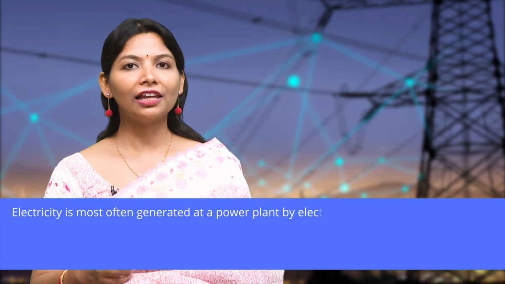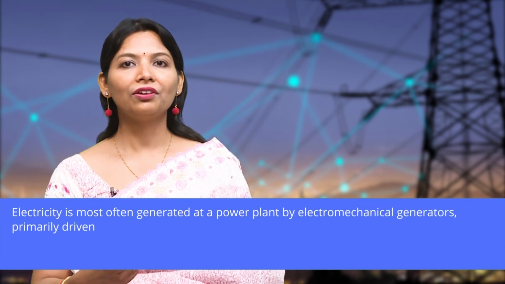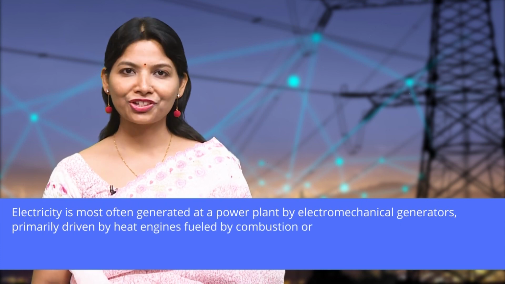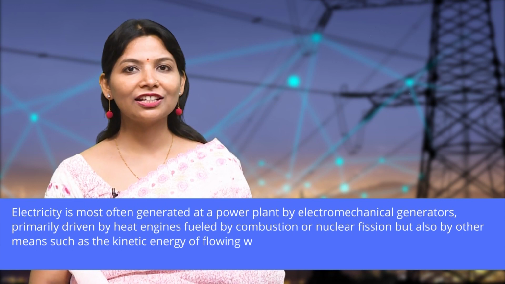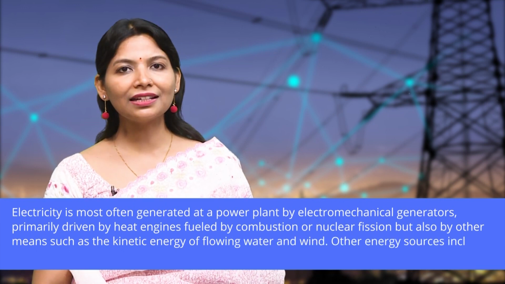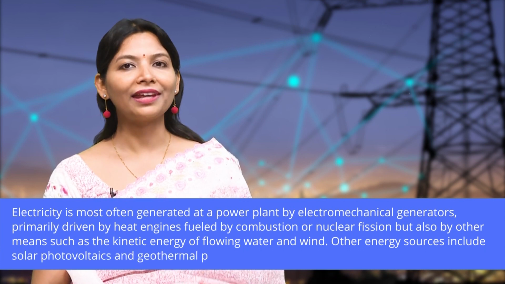Electricity is most often generated at a power plant by electromechanical generators, primarily driven by heat engines fueled by combustion or nuclear fission, but also by other means such as the kinetic energy of flowing water and wind. Other energy sources include solar photovoltaics and geothermal power. There are also exotic and speculative methods to recover energy, such as proposed fusion reactor designs which aim to directly extract energy from the intense magnetic field generated by fast moving charged particles generated by the fusion reaction.